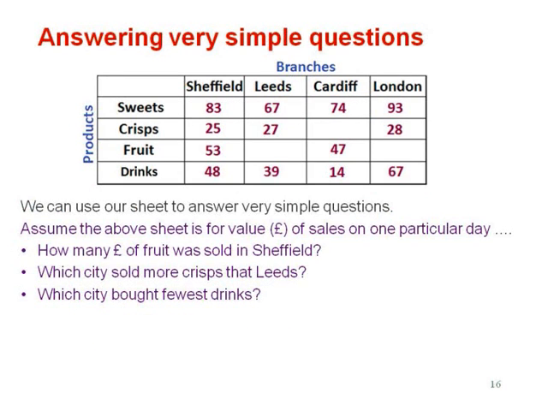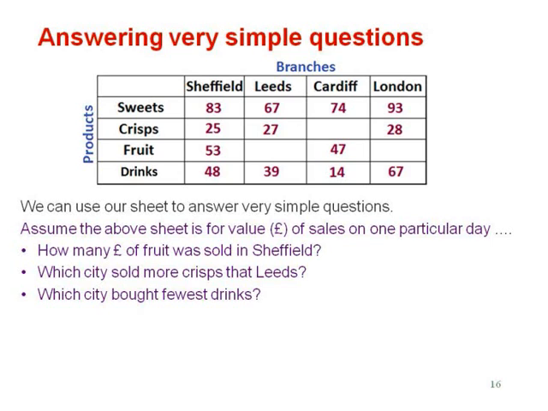So let's test how easy this structure is by trying to answer the following questions. According to the data on the screen, answer now: how many pounds of fruit was sold in Sheffield? We think the answer is 53. Which city sold more crisps than Leeds?